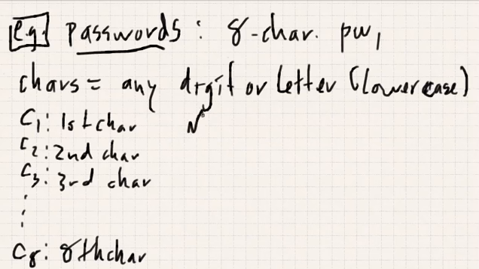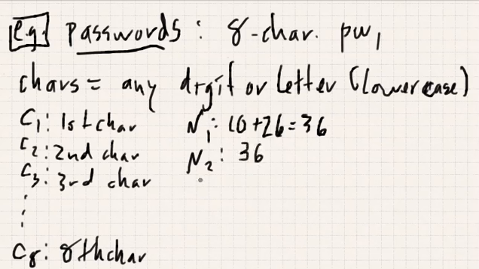How many choices do I have? Well, each time I have 10 digits to choose from, or 26 letters, so that's 36 choices for my first character. My second character, it doesn't matter what my first character was, so I've got 36 choices there. My third character also has 36 choices, all the way on down to my 8th character, which also has 36 choices.